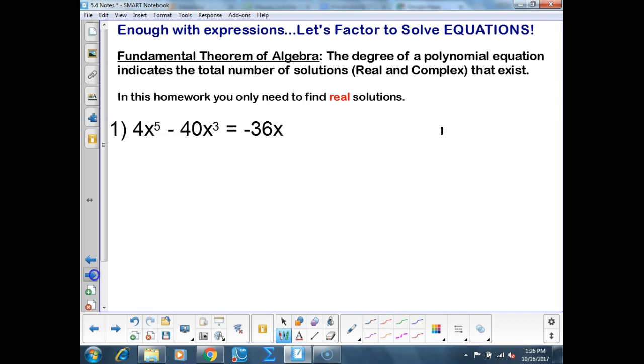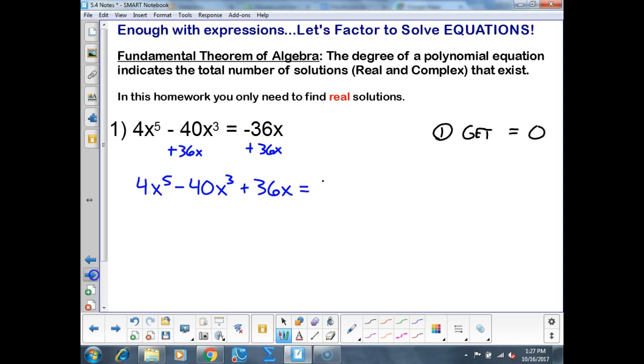So, the first thing that we have to do is get our equation equal to 0. In this one, I would add 36x to both sides. If I add 36x to both sides, that gives me 4x to the 5th minus 40x cubed plus 36x equals 0.